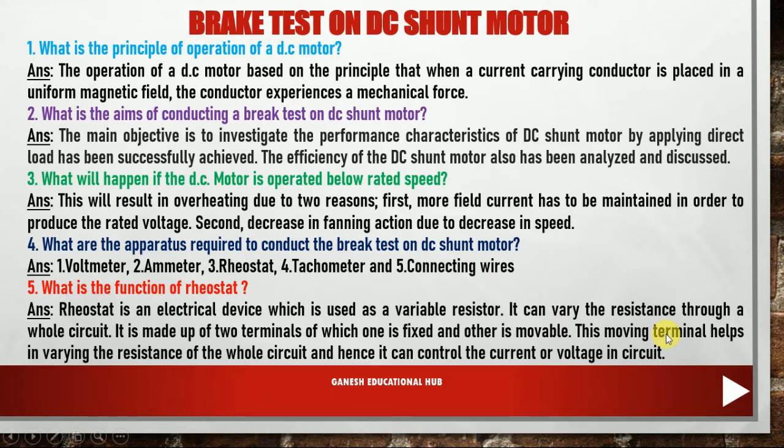So this moving terminal helps in varying the resistance of the whole circuit, and hence it can control the current or voltage in a circuit. So here this is the rheostat. Rheostat is nothing but a variable resistance. So with the help of this variable resistance, we will control the resistance. Control the resistance means we will add the resistance or reduce the resistance. When we add the resistance, current will decrease. So in this way we will control the current, voltage and speed also with the help of this rheostat.